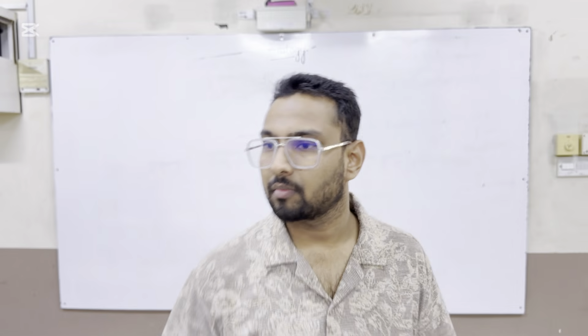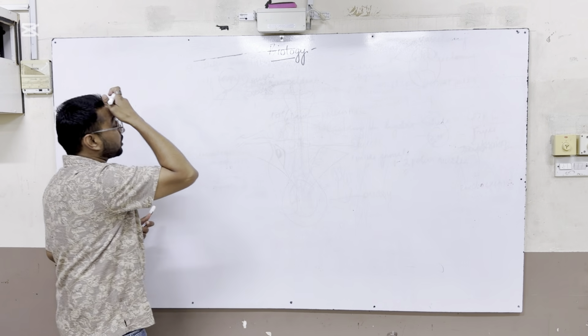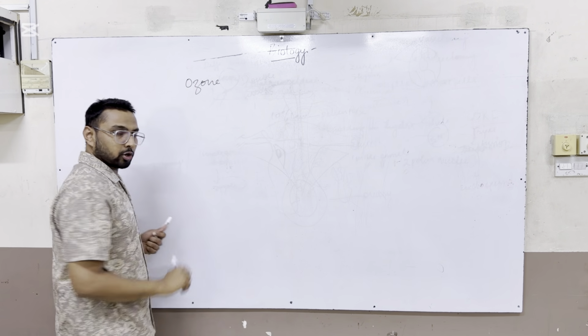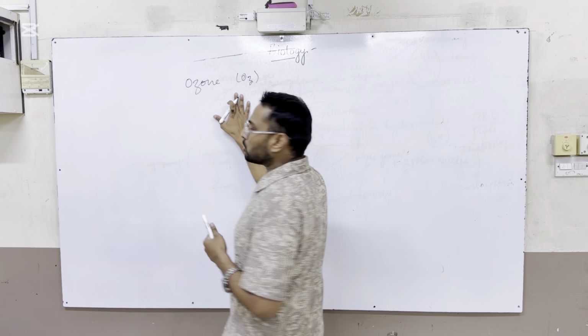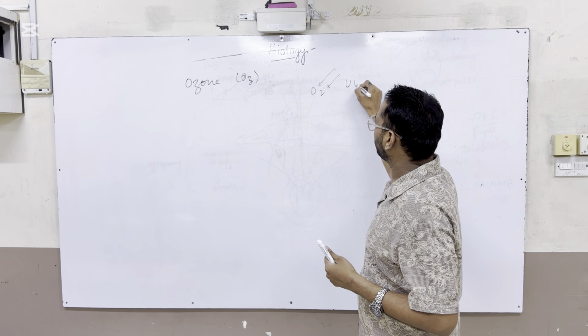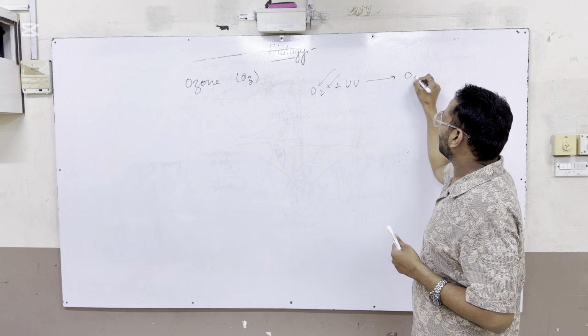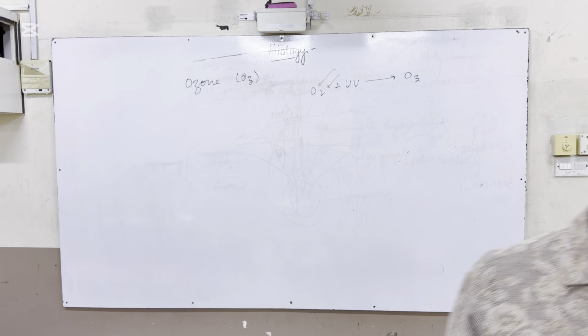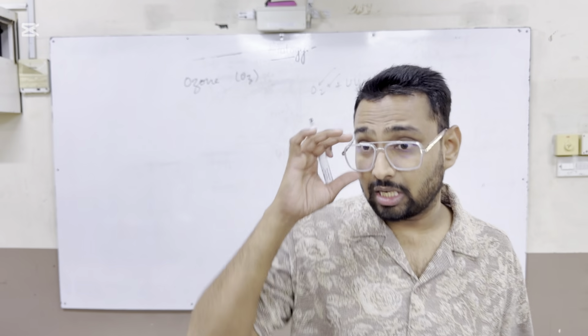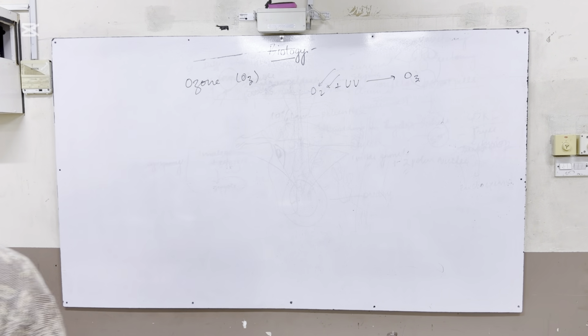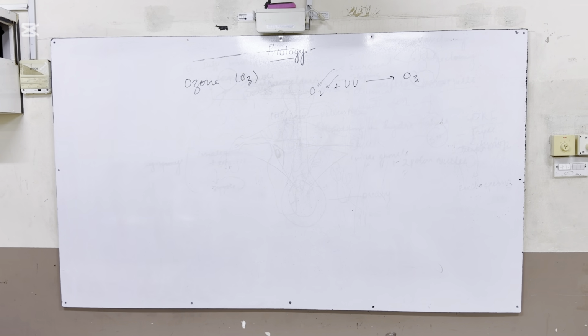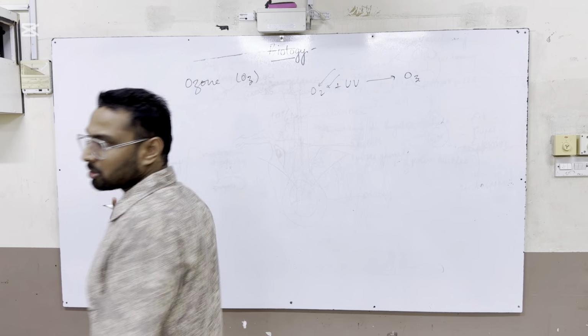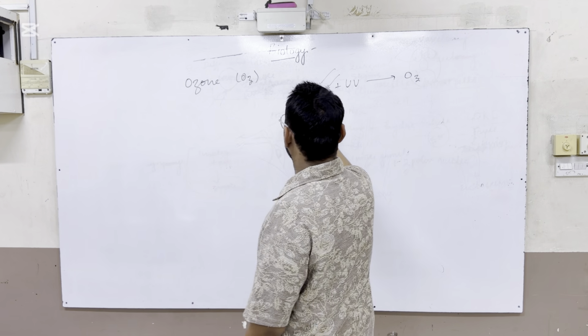Next question. Describe the formation and depletion of the ozone layer. How is ozone formed? Very simple. No need for rocket science in this. Ozone, what is the formula? O3. Ozone is formed when oxygen is hit by ultraviolet radiation. Are you getting it? When ultraviolet radiation falls on oxygen gas, it forms ozone. At which layer of the atmosphere is this happening? Yes, the stratosphere.